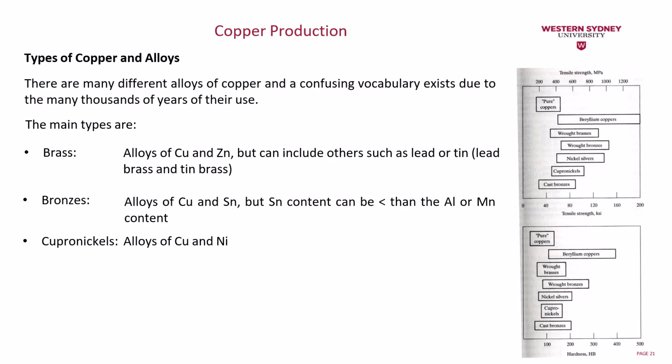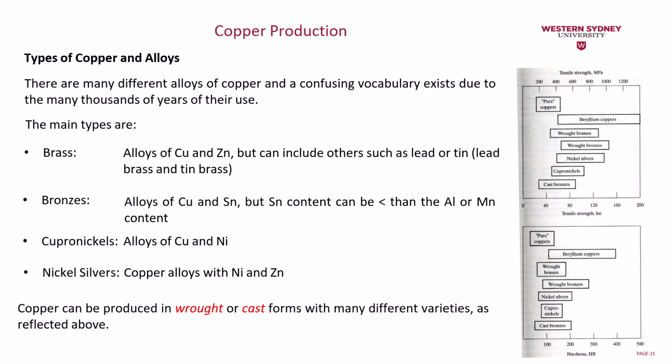The copper nickel, which is an alloy of copper and nickel. The nickel silvers, which are copper alloys with nickel and zinc. Copper can be produced in wrought or cast forms with many different varieties, such as those reflected above.